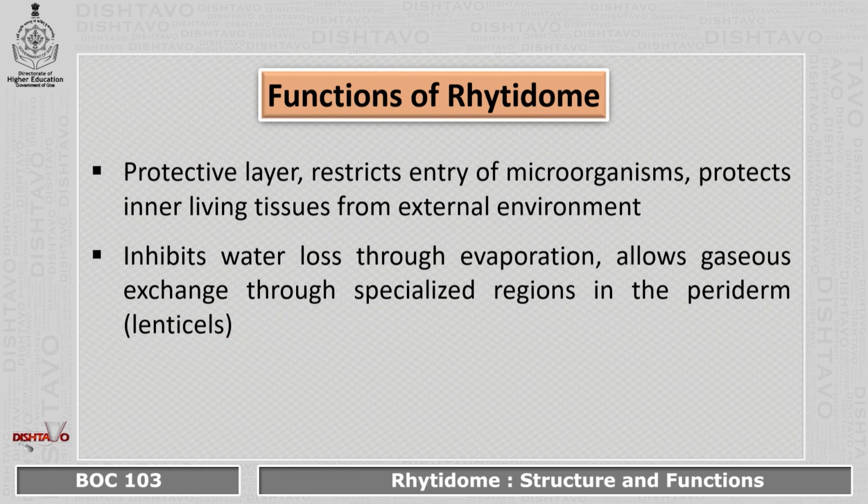Functions of Rhytidome. Rhytidome acts as a protective layer. It restricts the entry of microorganisms and protects the inner living tissues from the external environment. It inhibits water loss through evaporation, and allows gaseous exchange through specialized regions in the periderm known as the lenticels.